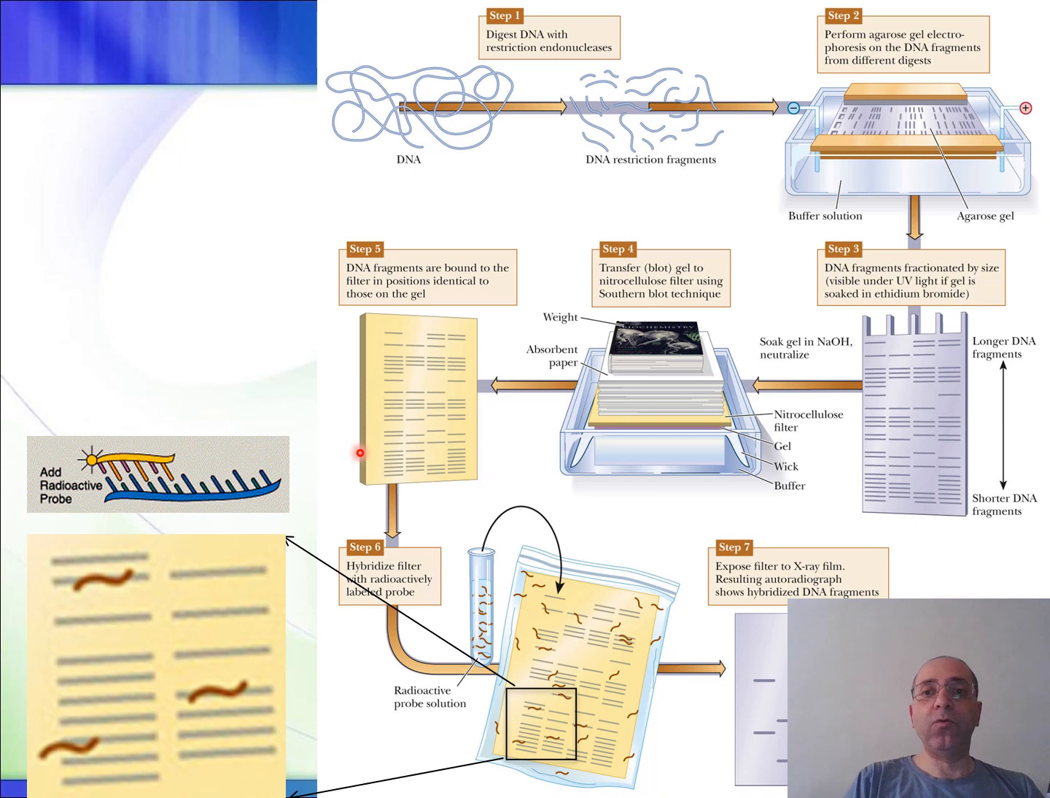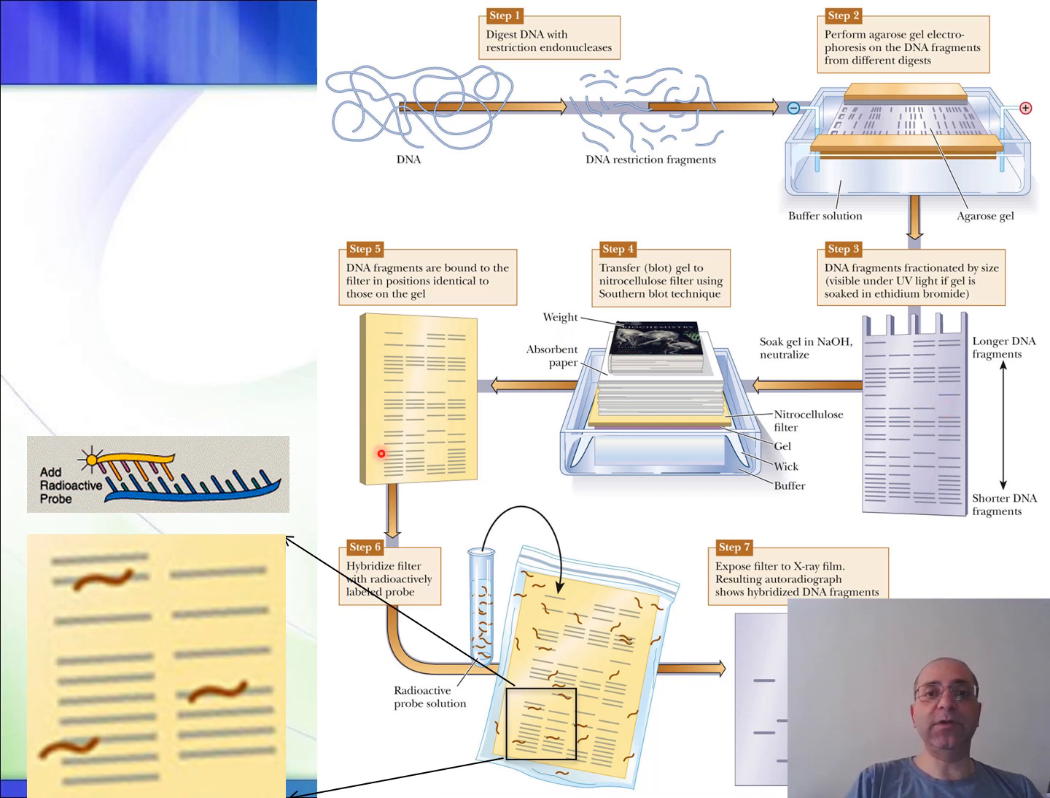Okay, now notice something: the location of the DNA fragments on the membrane is exactly as they look on the gel. So you have these two, for example, right here on top. You have them also on top. You have the small ones right here, and you have the small ones also right here. So basically, the membrane looks like a replica of the gel.